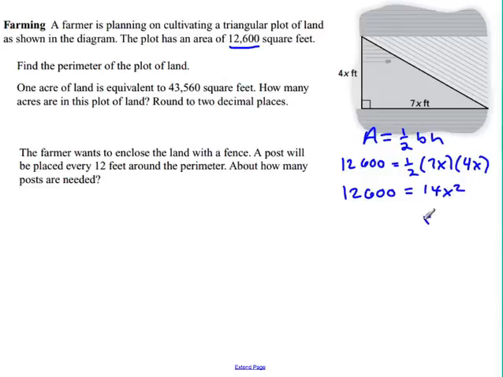If I divide both sides by 14, that would equal 900. In other words, x is going to equal plus or minus 30. But since we're dealing with lengths, we're just going to stick with plus 30. When I substitute that in here, 4 times 30 gives me 120 here, and 30 times 7 gives me 210 feet here. It says find the perimeter of the land, so what I need to do is find this hypotenuse over here. I'll do that right down here.